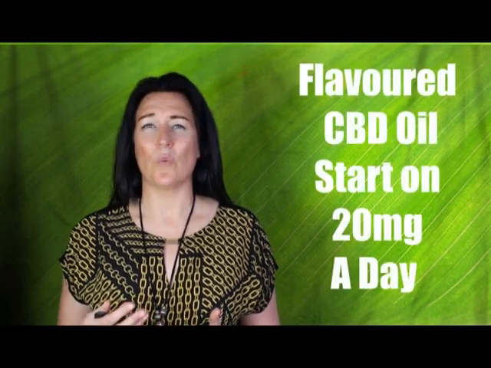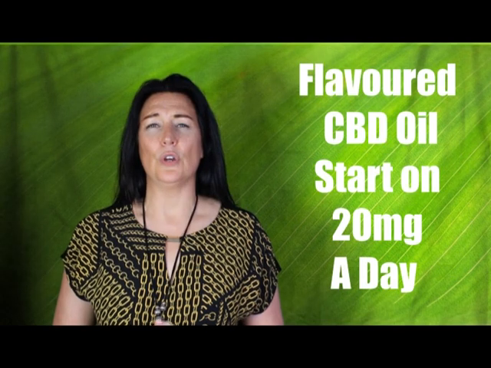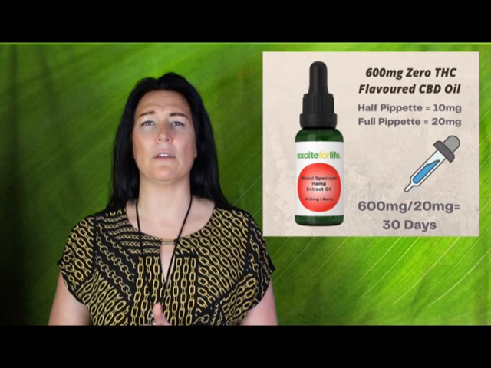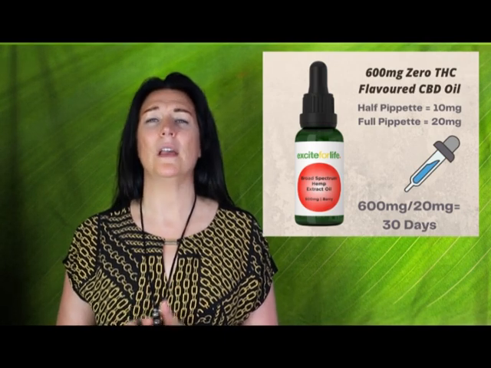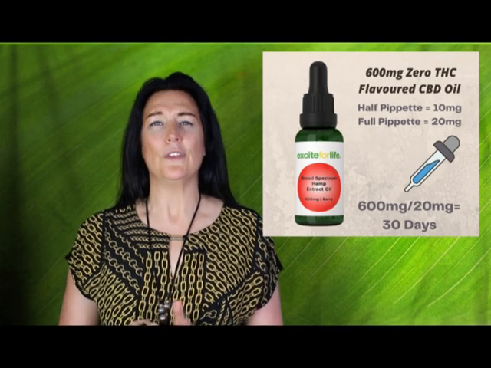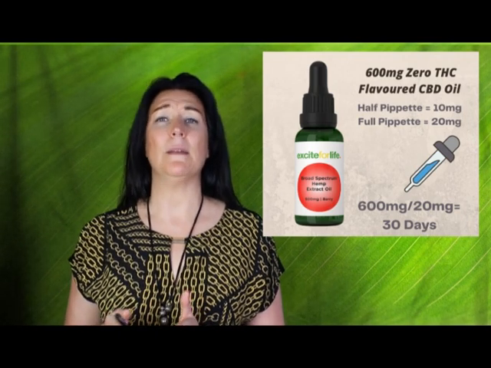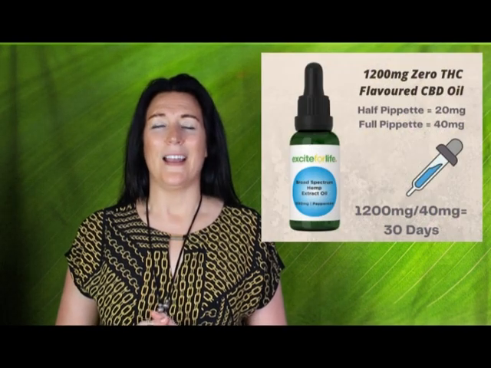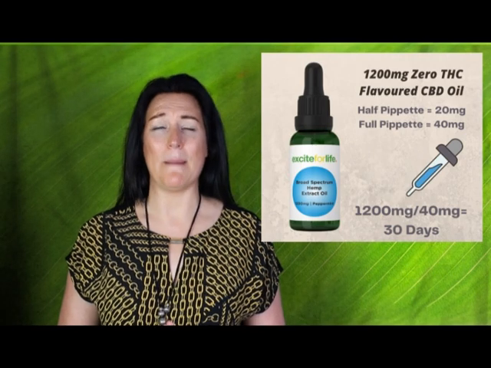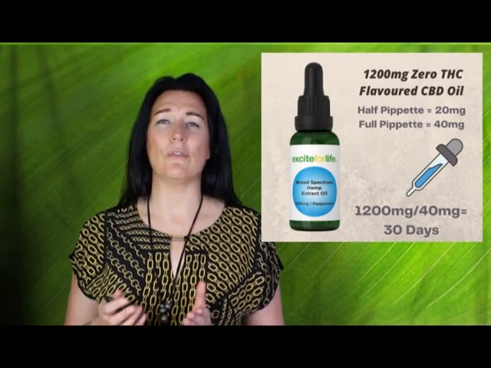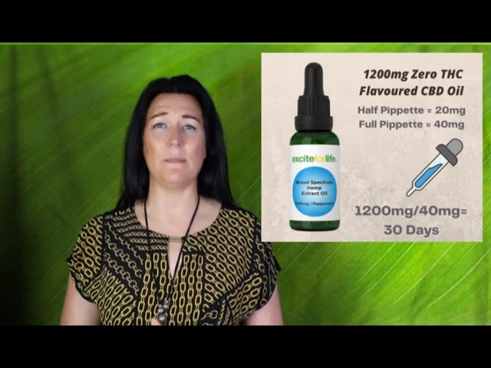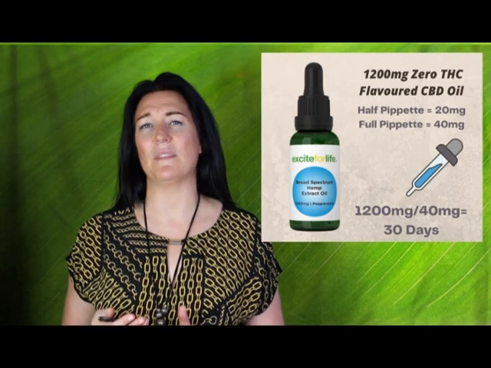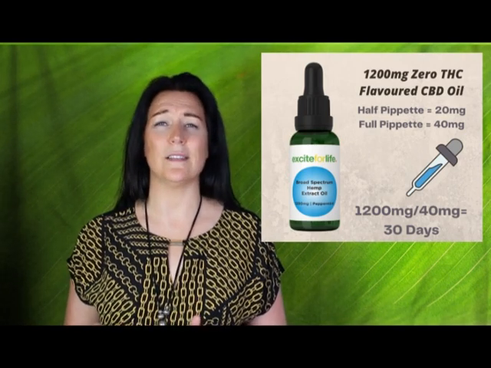We would suggest starting on 20 milligrams a day with these. So you can buy it in 3 different strengths. You can buy a 600 milligram, and in the 600 milligram, half a pipette is 10 milligrams, a full pipette is 20 milligrams. So if you were using 20 milligrams a day, this 600 milligram bottle would last you for 30 days. Our second strength is the 1200 milligram, which in this bottle, half a pipette is 20 milligrams and a full pipette is 40 milligrams. So if you were having 40 milligrams a day, it would last you for 30 days.